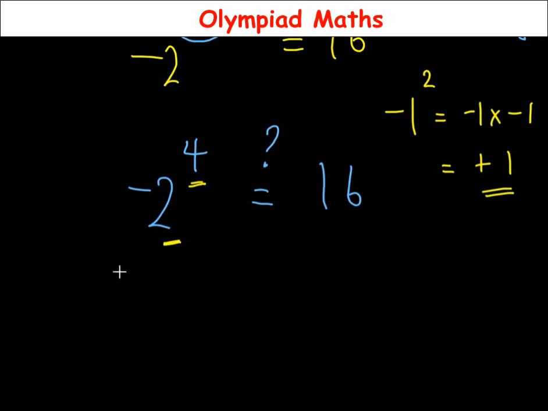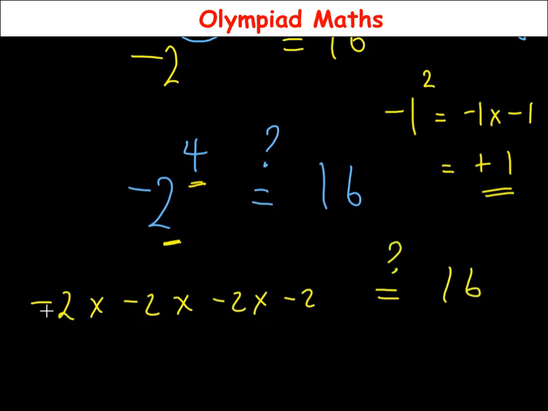This is simply minus 2 in 4 places. So minus 2 times minus 2 times minus 2 times minus 2. So 1, 2, 3, 4 in 4 places. Does this equal 16? Now minus times minus is plus, plus times minus is minus, minus times minus is plus. Okay, and the value is positive. 2 times 2, 4, 4 times 2, 8, 8 times 2 is 16, and this equals 16. Plus 16 is the same thing as 16, and this is the answer.